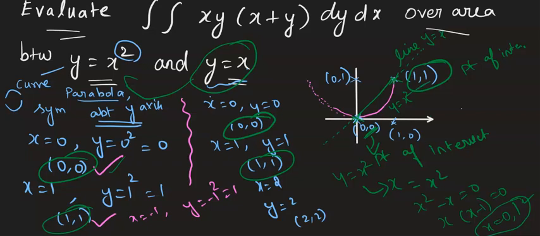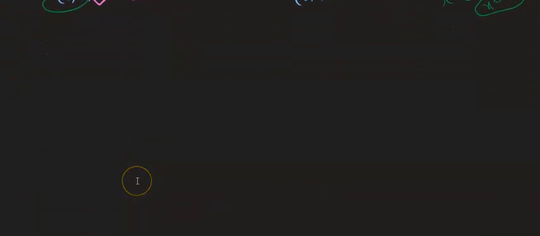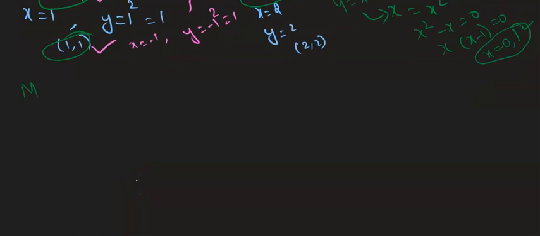Now we have to set the limits. There are two ways to set the limits. So this is method 1.